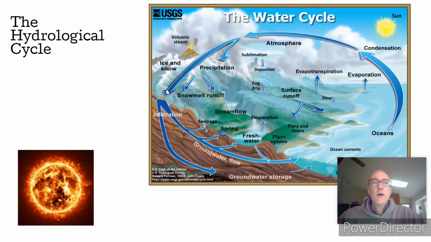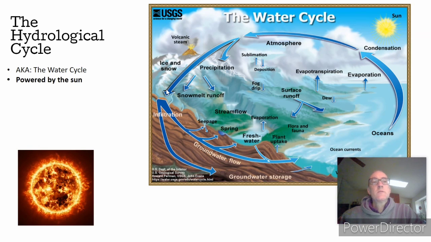All right, so the hydrological cycle, we're probably pretty familiar with this one, the water cycle. Key component to remember is this is powered by the sun. So what drives rain, what drives rivers, eventually getting to the ocean, what keeps this cycle going?